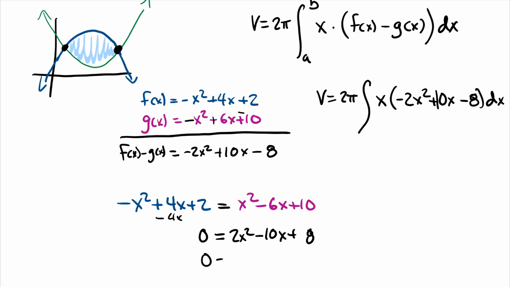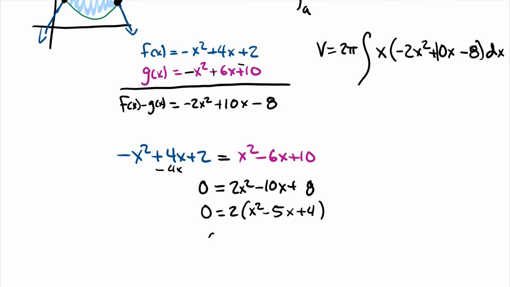So let's factor out that 2. Oh, it's going to pop right there. Divide out the 2. We get x minus 4, x minus 1. Therefore, x is equal to 4, or x is equal to 1. There's our bounds, 1 to 4.